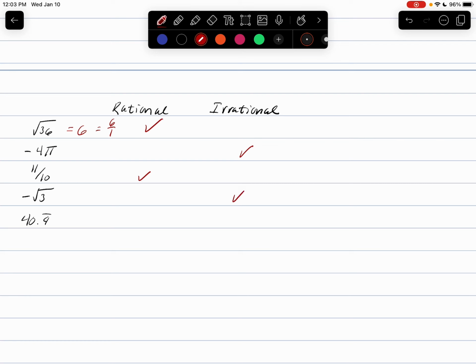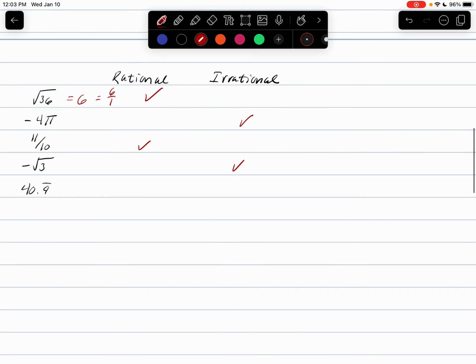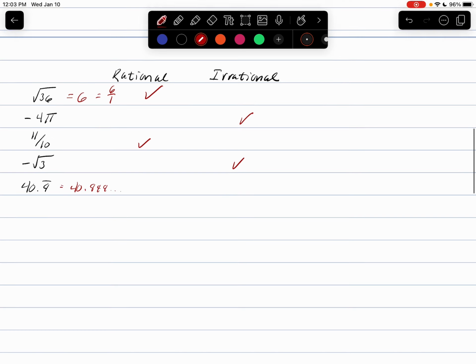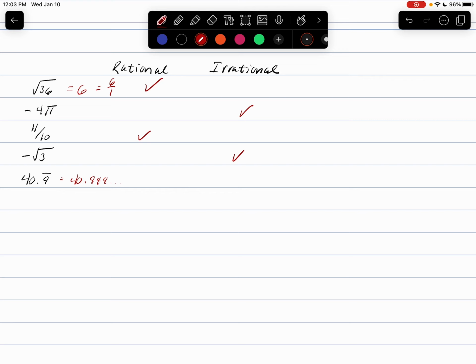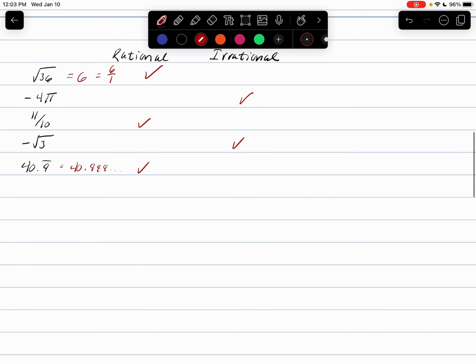And the last one, probably the trickiest, is 40.9 repeating. So we can also write this as 40.999 and so on. Anytime we see something like this, we're just going to go ahead and round it up. We're going to take a little bit of a logical leap here and say that this is really the same thing as 41. So we're going to define this as rational. It's really not 41, but it kind of is 41, however you want to think about it. But either way, we define this as a rational number.